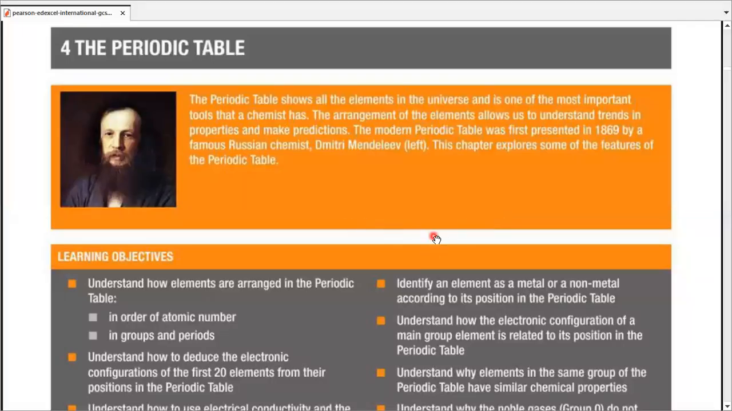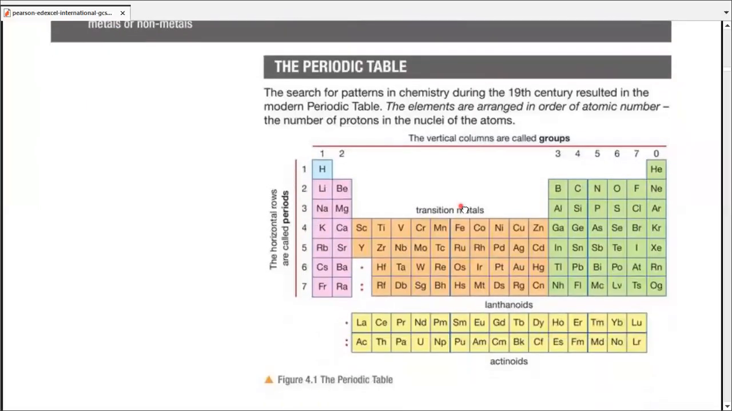So chapter number 4, the periodic table. The periodic table is actually divided into many parts, but the simplest kind of classifications, and this chapter mostly consists of classifications. Classifications are actually the ways we can classify the periodic table. We can classify the periodic table in many ways.